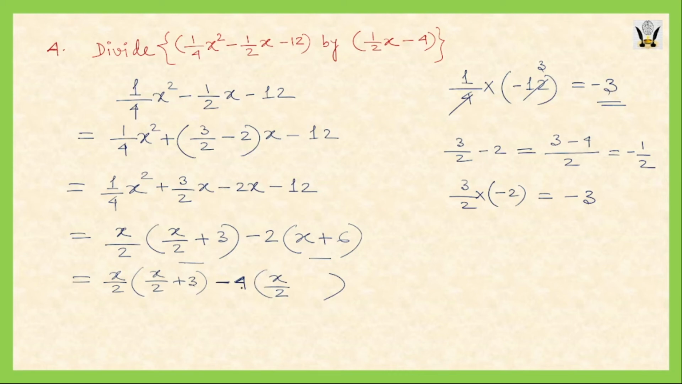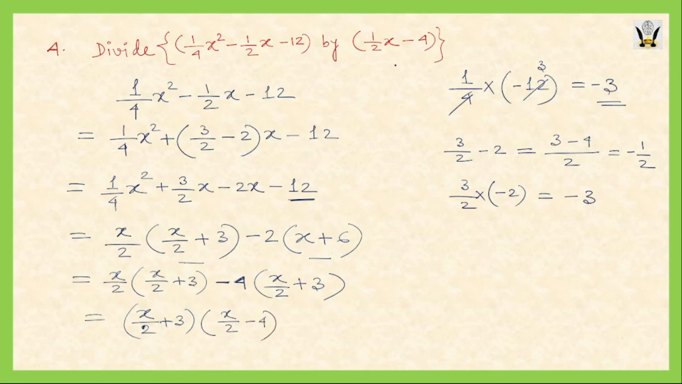And now if we take minus 4 common, and here the original term was minus 12, so what will remain inside this as the second term? It will be 3. So now these two factors are same. So we will take x by 2 plus 3 as one of the factors, and the other factor will be x by 2 minus 4.